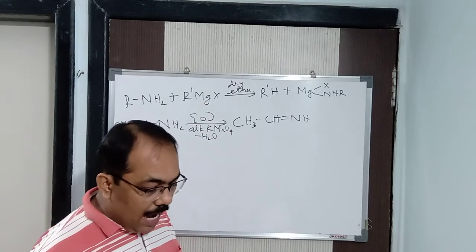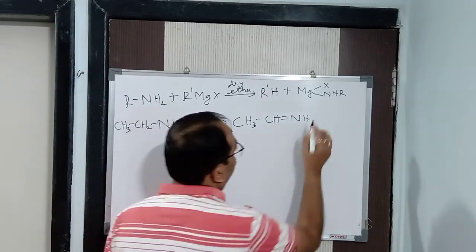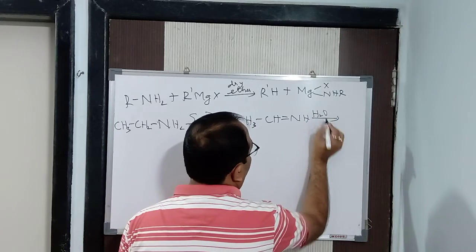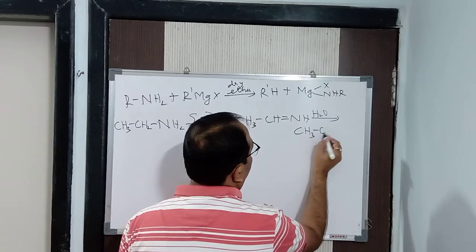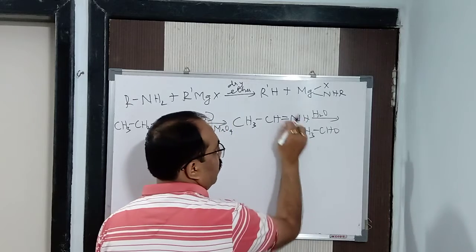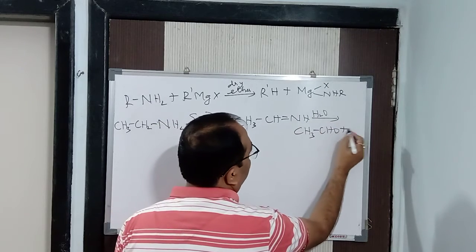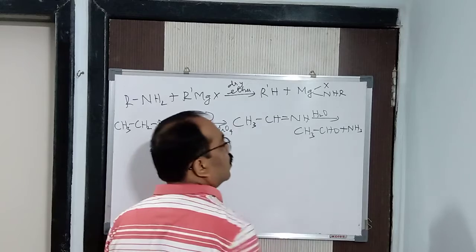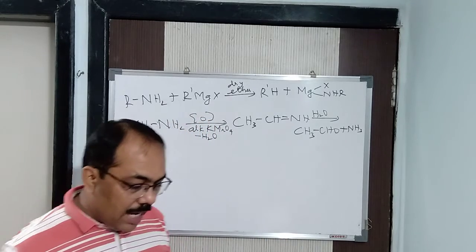So we get an aldimine, which further reacts with water to give you what? Nothing but CH3CHO. This double bond NH is replaced by O, and hence we get ammonia gas. Finished. In this way we can prepare aldehyde.